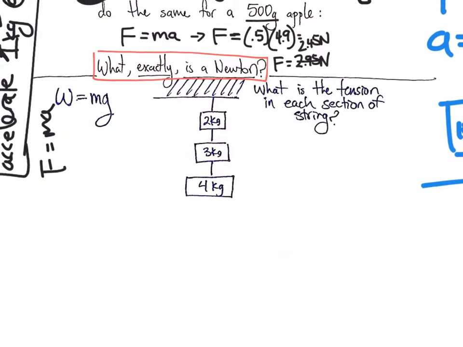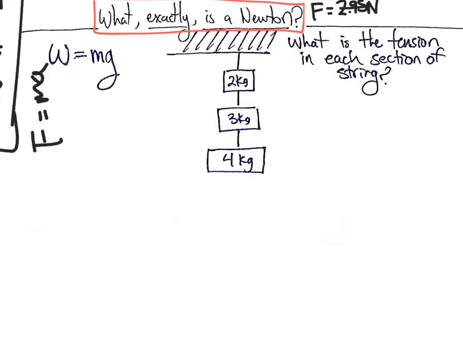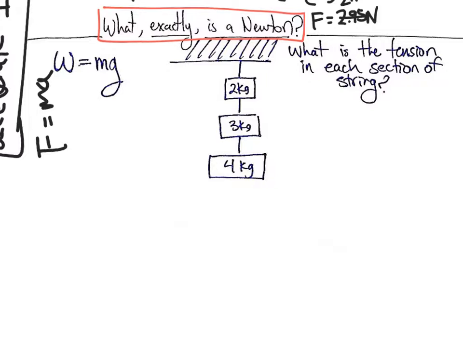Moving back, so I think we're going to do some experimentation with this. The question: we have a couple of different masses hanging from the ceiling. This one is shaded in, that indicates a solid surface. What is the tension in each section of string? So we have this string and this string and this string, and which is experiencing the greatest force?